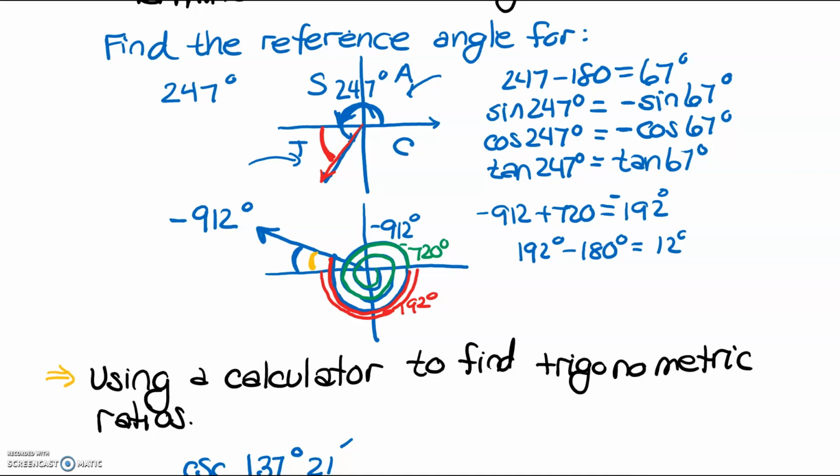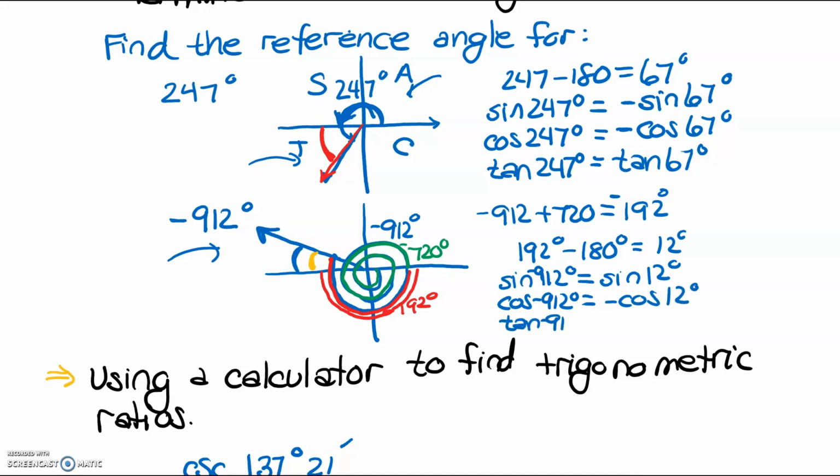So again, if I wanted to relate some of my trigonometric functions, I could say the sine of negative 912 degrees, that's a Q2 angle, so sine of negative 912 would be the same as the sine of 12 degrees. Cosine of negative 912 degrees, well, cosine in Q2 is negative, so it would be the same as negative cosine of 12 degrees. Tangent of negative 912 degrees, well, tangent in Q2 is negative, so it would have to be negative tangent of 12 degrees.